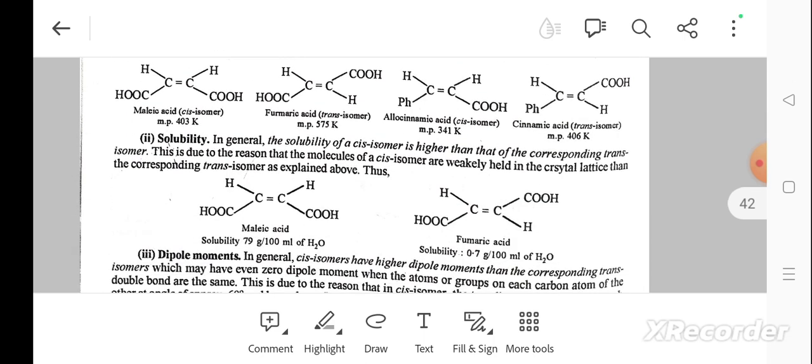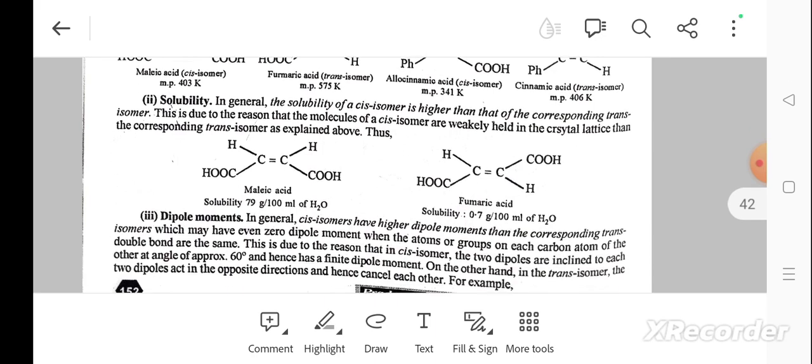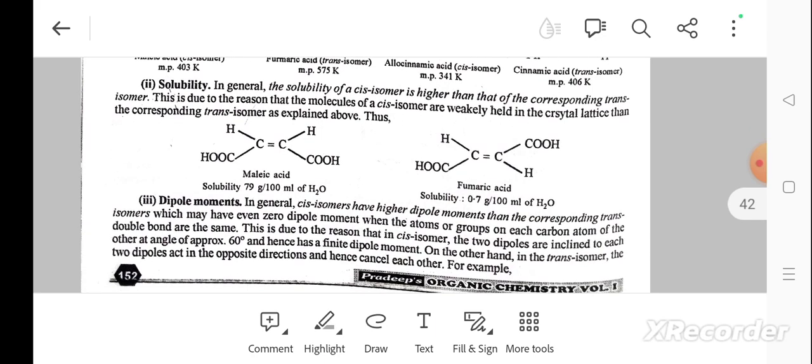Solubility. In general, the solubility of the cis isomer is higher than the corresponding trans isomer. This is due to the reason that the molecules of the cis isomer are more weakly held in the crystal than the corresponding trans, as explained above.